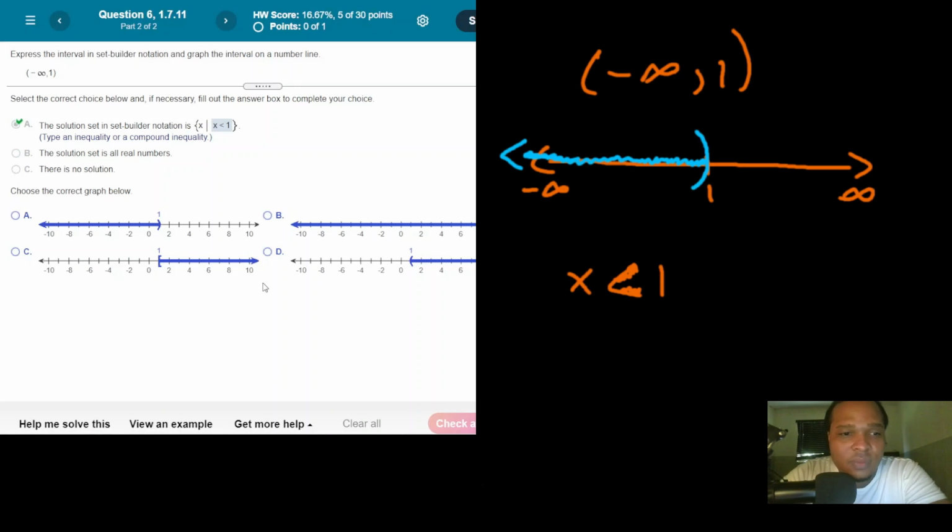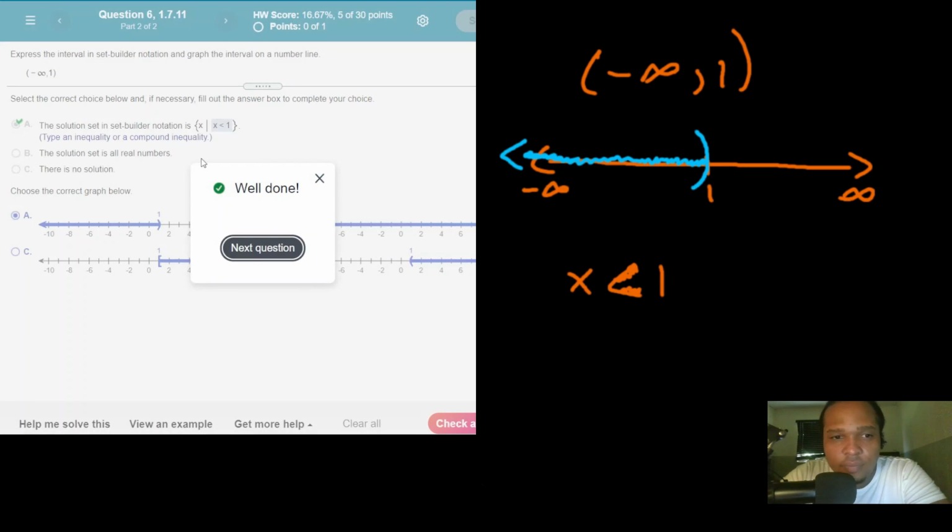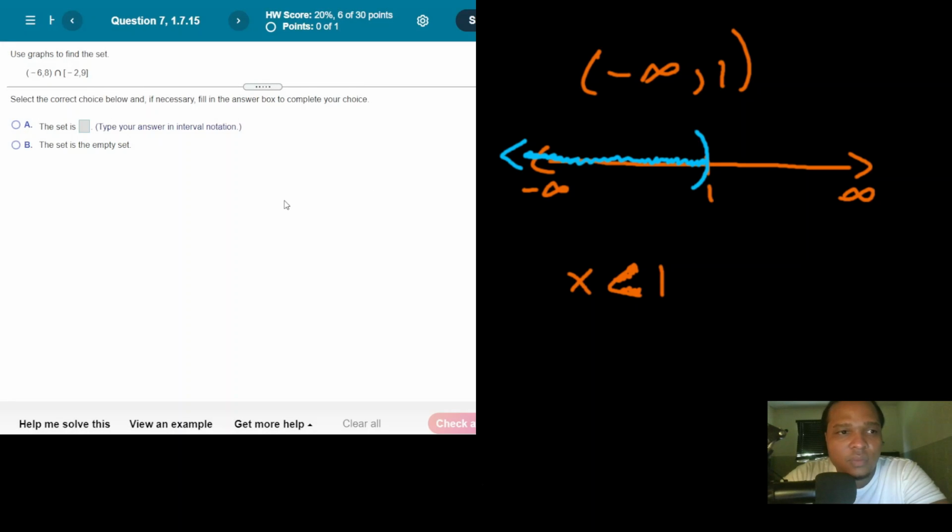Bam. Okay, so which one closely resembles our graph? Has to be here. Well done. Ah, the union stuff.